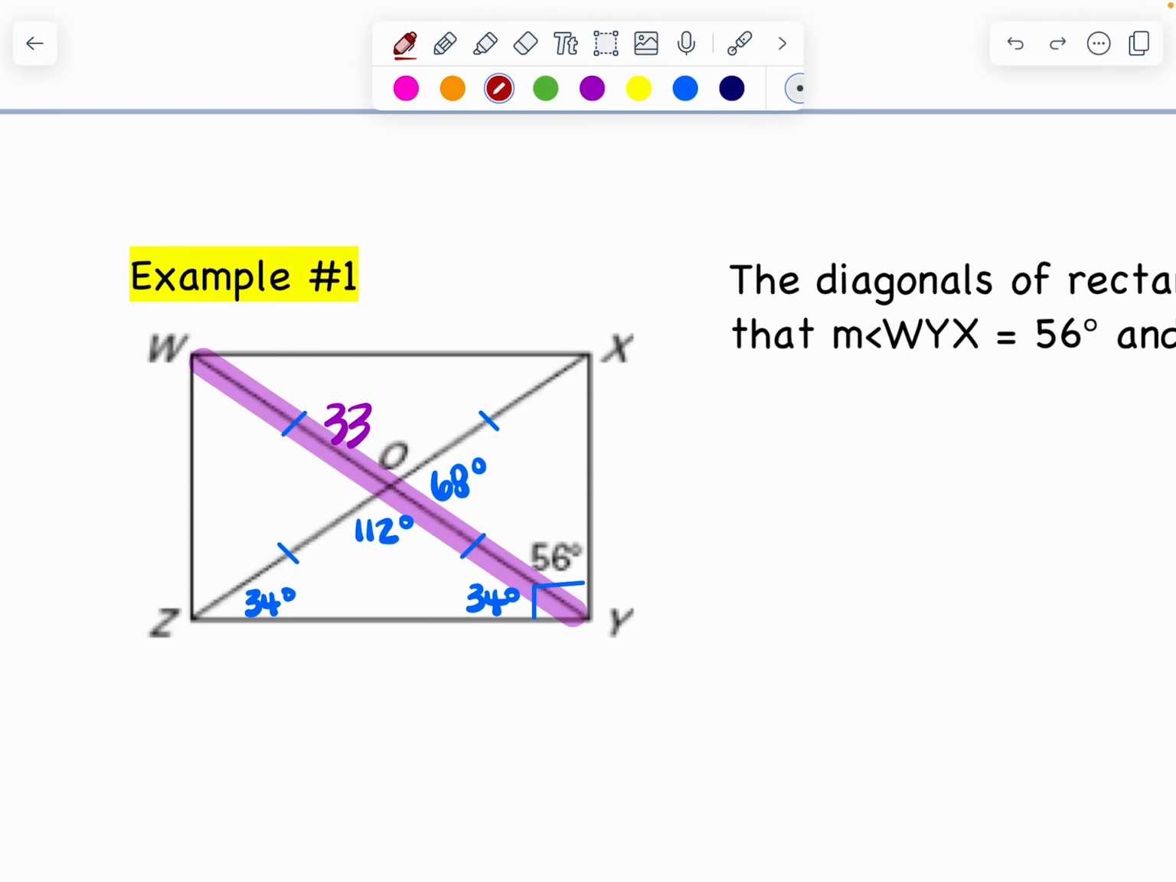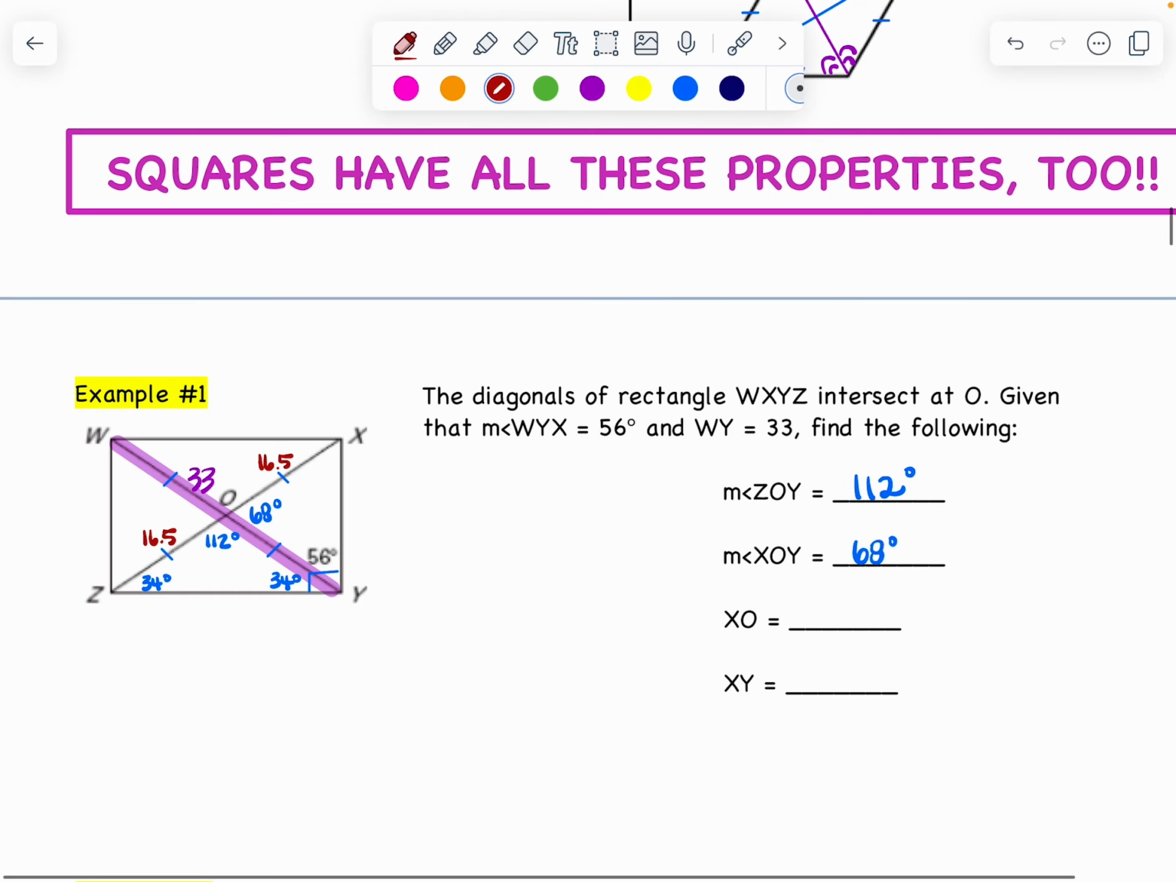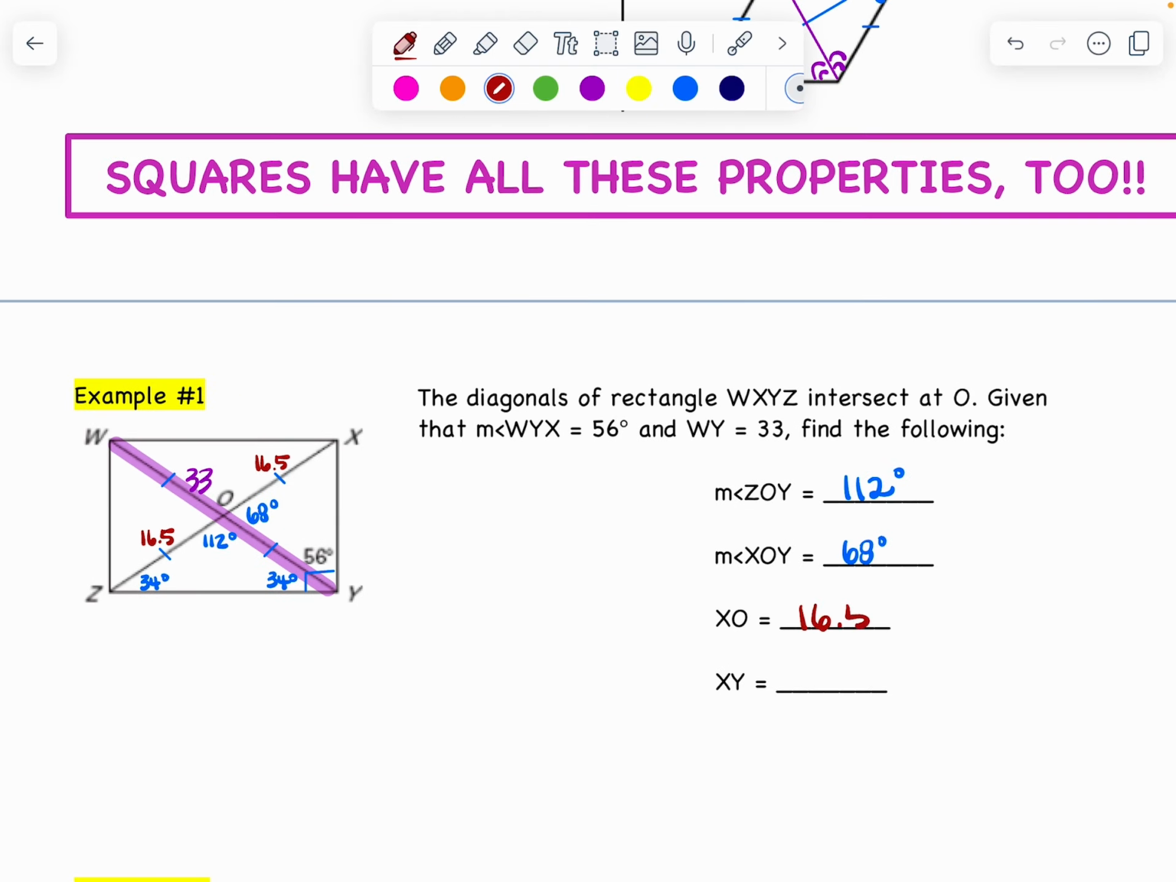All right, next up is solving for the length of side XO, or this guy right here, XO. Well, if the whole diagonal is 33 and the diagonals cut each other in half, then the 33 is going to get cut in half, right? So I know that each one of these pieces is 16.5, right? Each one is 16 and a half because the diagonals are both 33 units long, right? So 16.5.